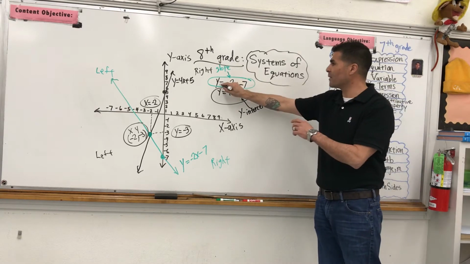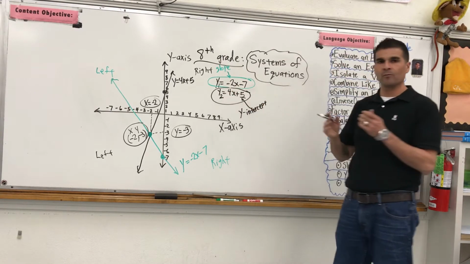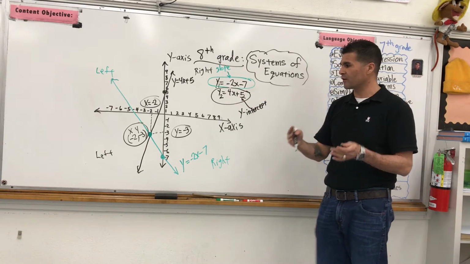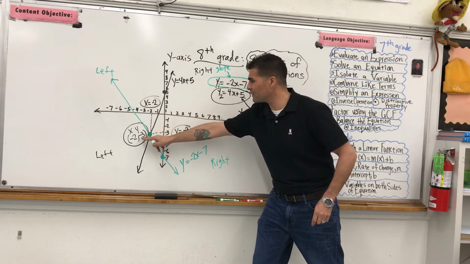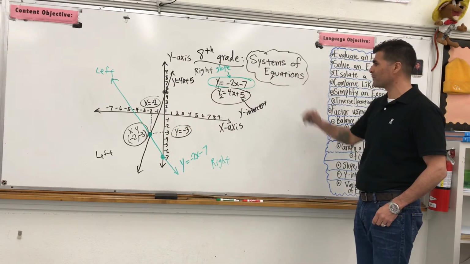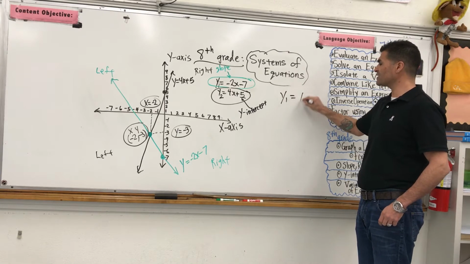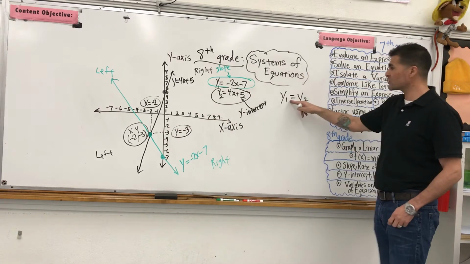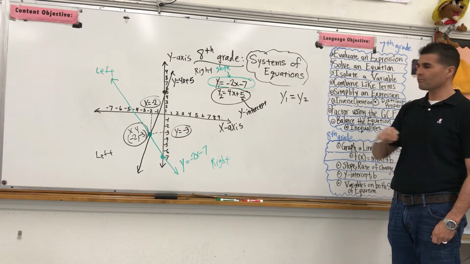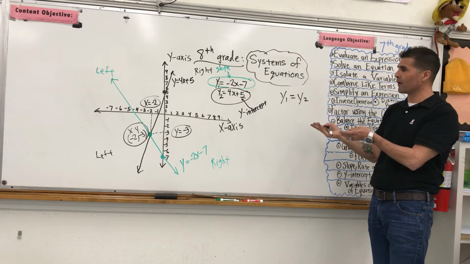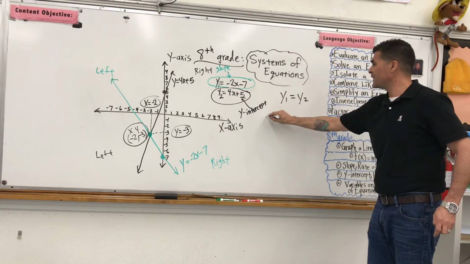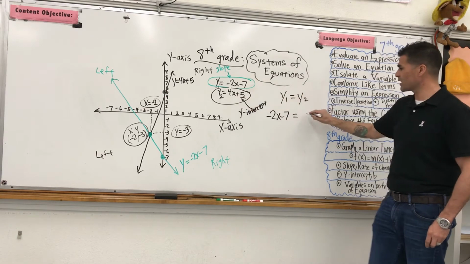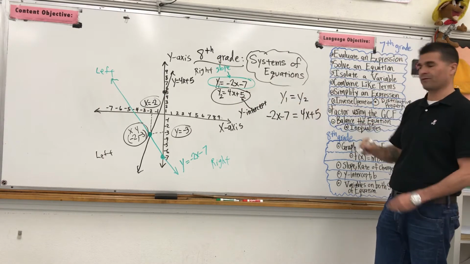So this y number 1 and this y number 2, there's two different equations, so I'll call it y1 and y2. They're equal to each other. They're the same. Both of them equal -3 at the same time. So let's make them equal to each other. Where do these y values come from? The first one comes from -2x minus 7, and the second one comes from 4x plus 5.